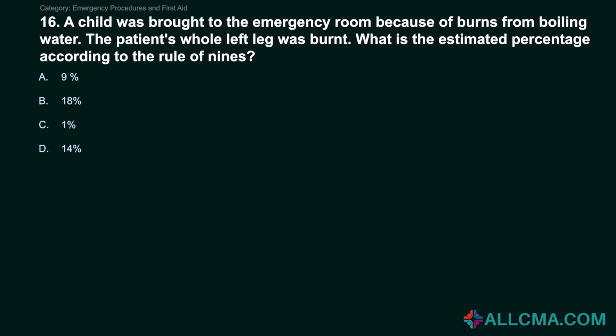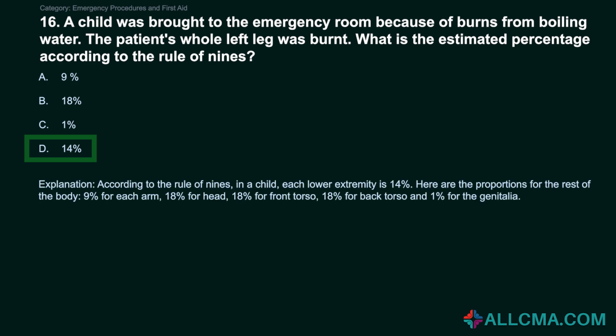16. A child was brought to the emergency room because of burns from boiling water. The patient's whole left leg was burnt. What is the estimated percentage according to the rule of nines? A. 9%. B. 18%. C. 1%. D. 14%. Correct answer, D. 14%.